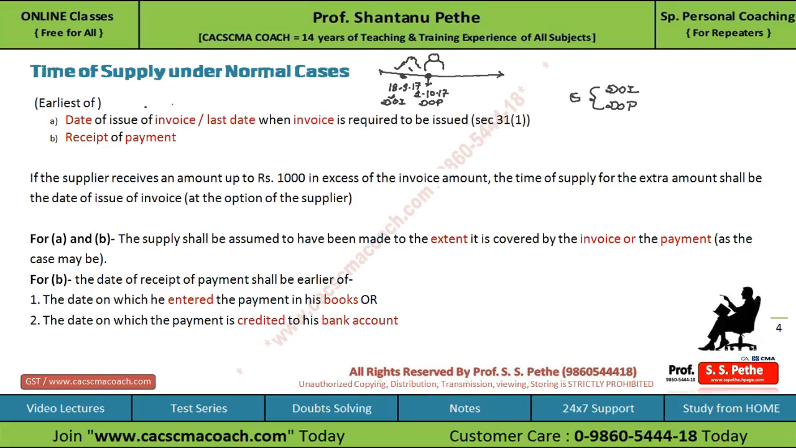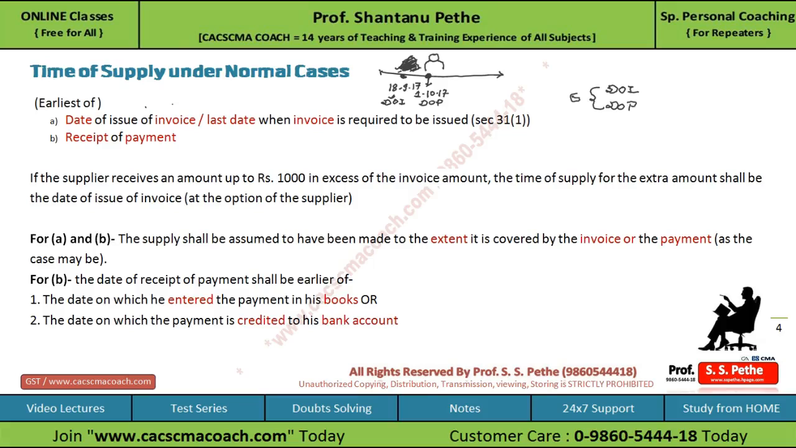So for this supply, interestingly, you will note that we are not looking at when he made the supply. What we are focusing on is the date of issue of invoice for this supply or the date of receipt of payment for this supply. These two things you have to look at. And whichever is earlier will be treated or deemed to be treated as the time of supply of these goods.